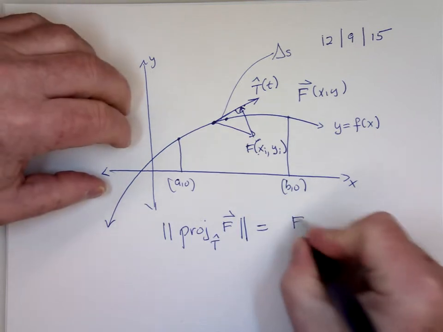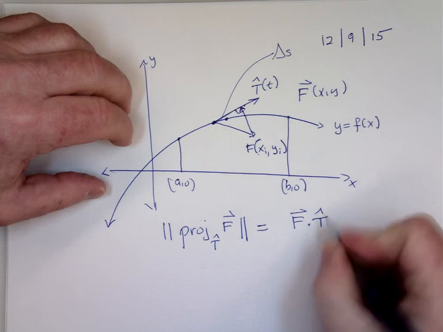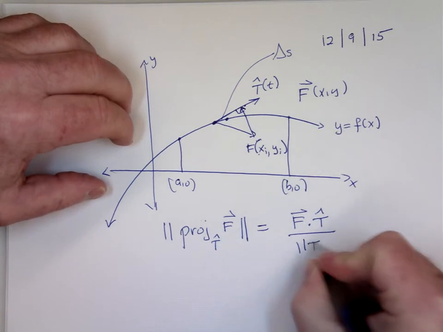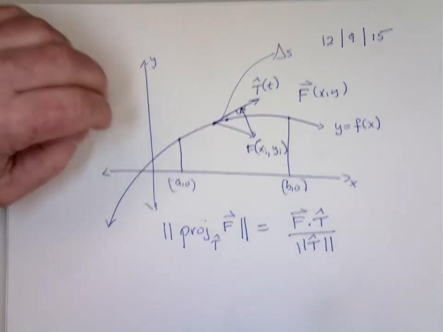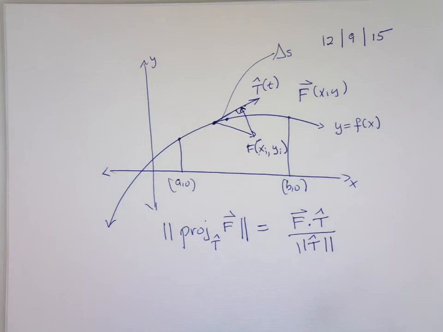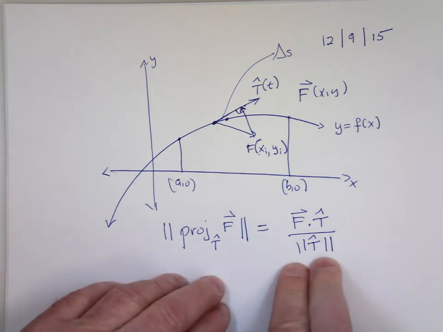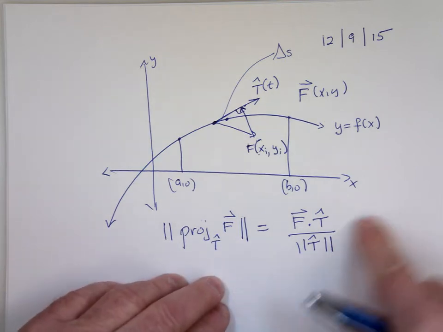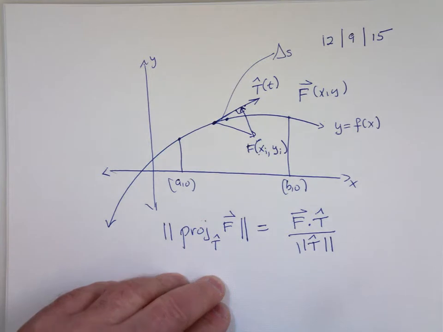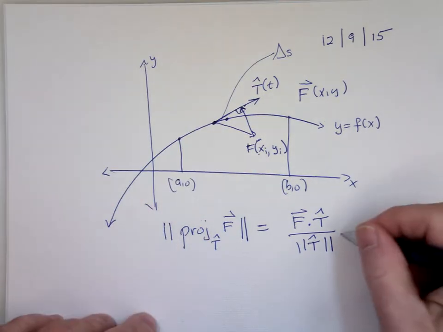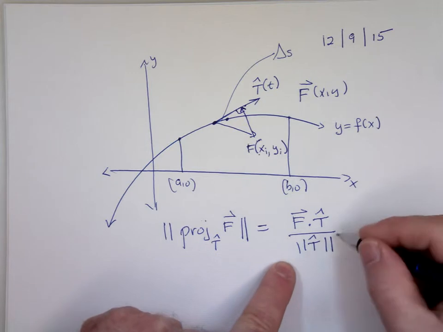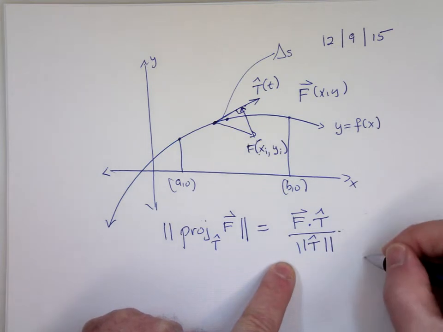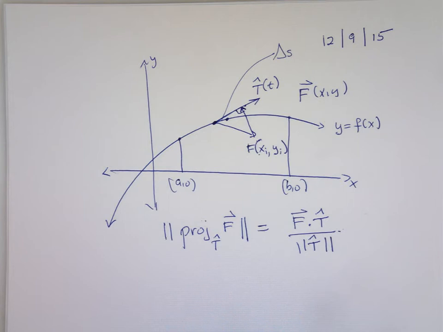Dot product over the magnitude of the vector projected upon. That's the magnitude of that projection. Remember what we did to find the projection. We took the magnitude of the projection times the unit vector in the direction of T. That gives you the magnitude. If you multiply by the unit vector in that direction, you get the vector. That's exactly correct. Well, what is the magnitude of our unit vector T?